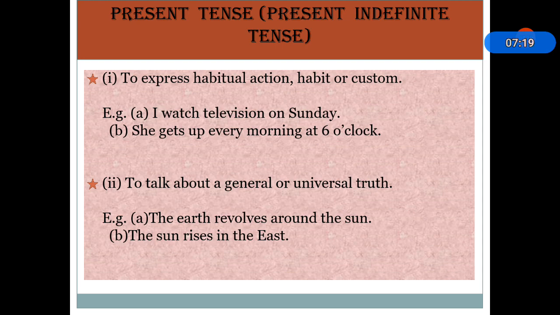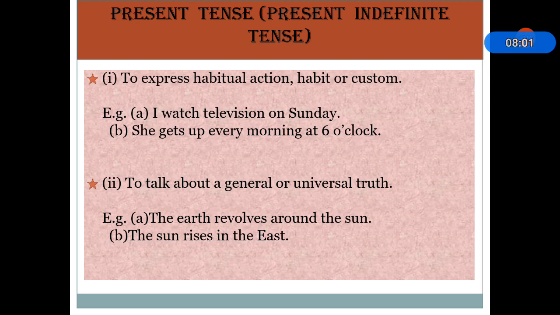So now let's study this present indefinite tense in detail. As I told you, present indefinite, or simple present, means where there is no definite period. So here the time of an action is not fixed. It is used to express habitual action, habit or custom. That means the action which you do every day, which is your habit or custom. Example, I watch television on Sunday.